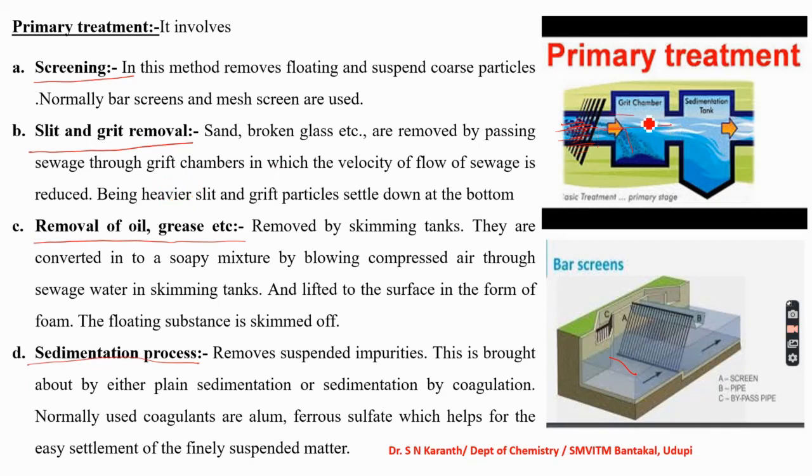Here water is continuously introduced to the silt and grit chamber. Sand, broken glass, etc. are removed by passing sewage through grit chambers, in which the velocity of flow of sewage is reduced. As a result, the heavier particles and grit settle down at the bottom, whereas the water which is free from these particles flows into the next chamber, which we call the skimming tank. Removal of oil and grease particles is usually done in a skimming tank.